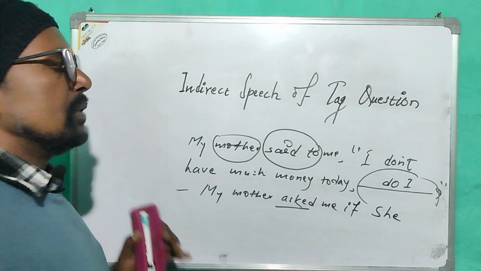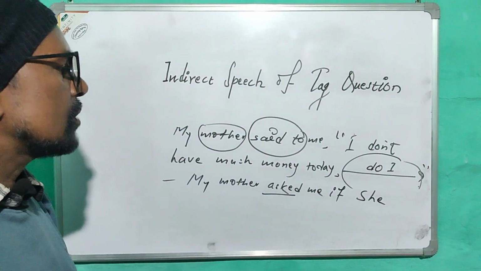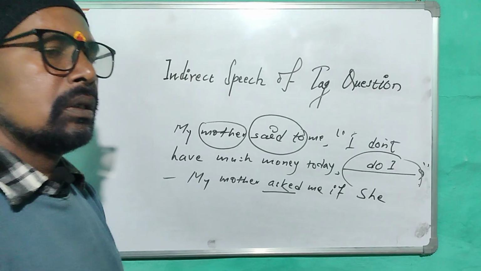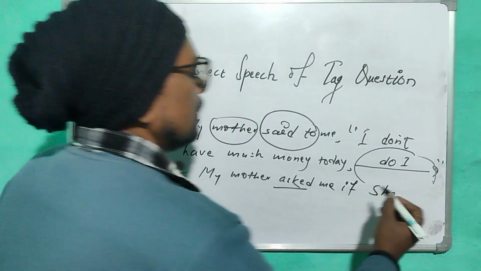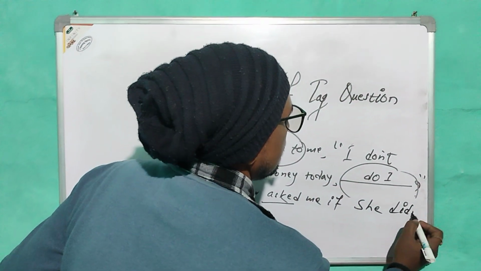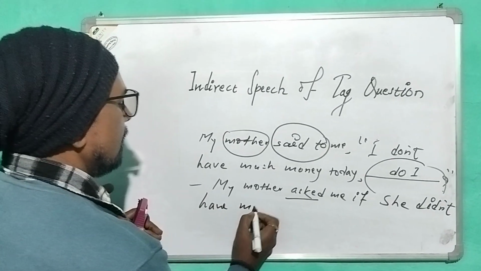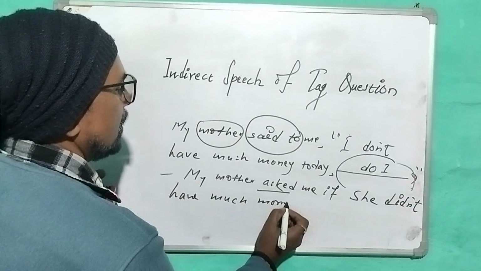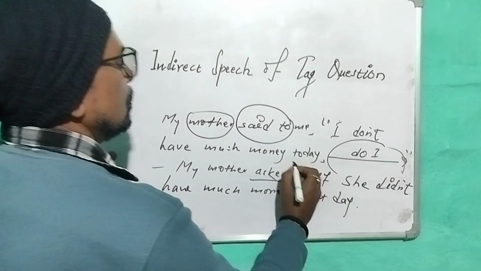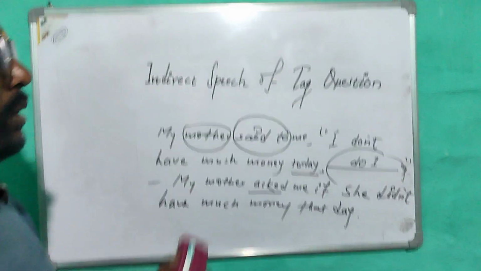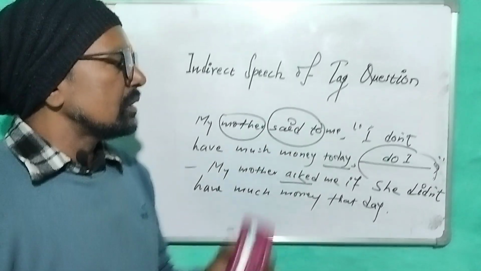Now here is the simple present tense, the negative form of simple present tense: I don't have much money today. So don't and doesn't will change into didn't. She didn't have much money that day. Today is an adverb, so today will be changed into that day when we make the indirect narration of a tag question.